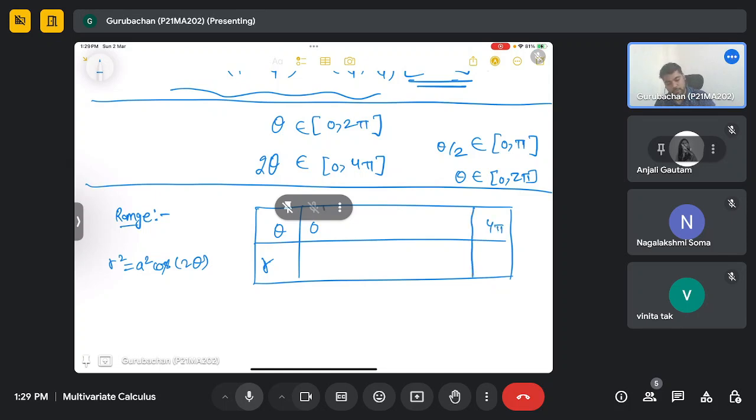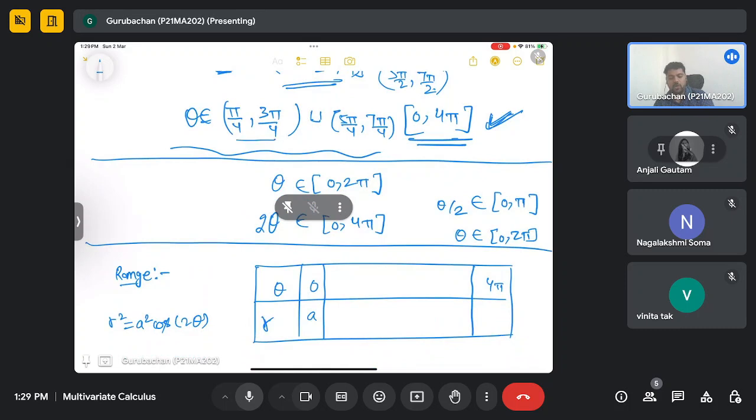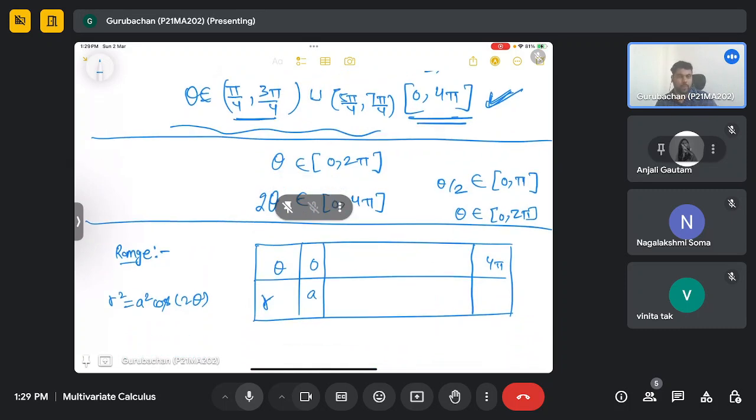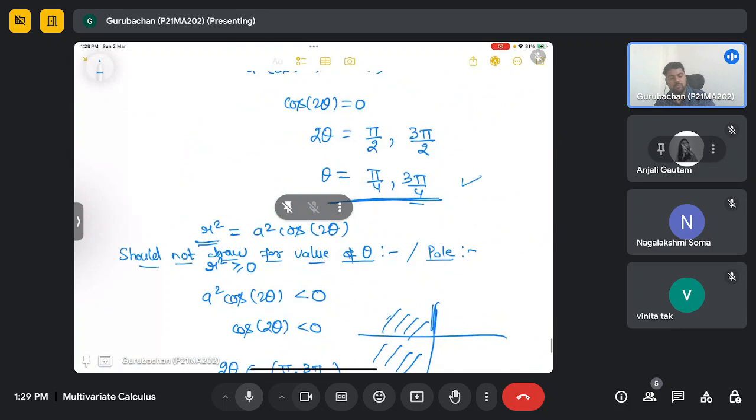So at theta equal to 0, cos 0 is 1. This is a square, and we know that r is always positive. So this will give us a. Now, please keep this in mind that we cannot go into this region. So that means we cannot talk about pi by 2. And we know that at pi by 4, it is 0 already from this pole.